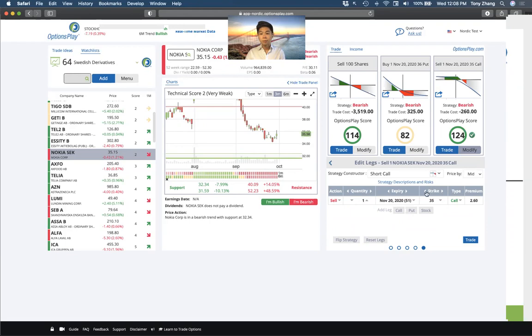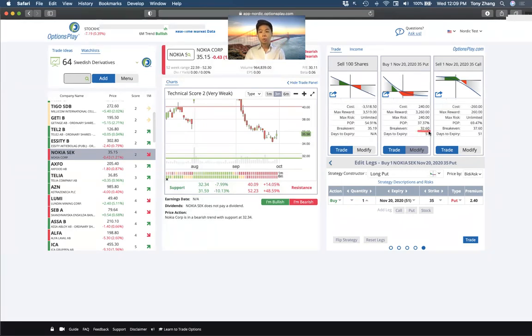Nokia is trading at about 35, so let's make this the 35 put option. Okay, so buying a $35 put option will cost me 240 crowns. That's the first bearish strategy that we talked about, and the break-even price on that is 32.60. If I sold the $35 call option, my break-even price is 37.60. So in the first strategy, I have to believe that Nokia will be below 32.60. That's all the way down here. So I have to believe Nokia will be below this level just to break even. I have to believe it's going to go below that level to be profitable.